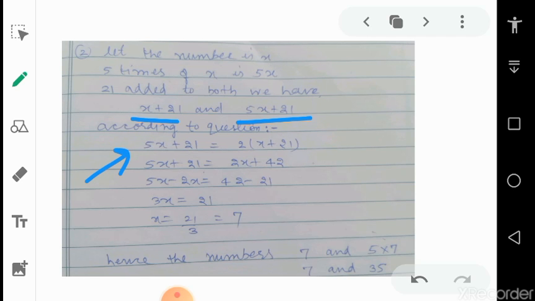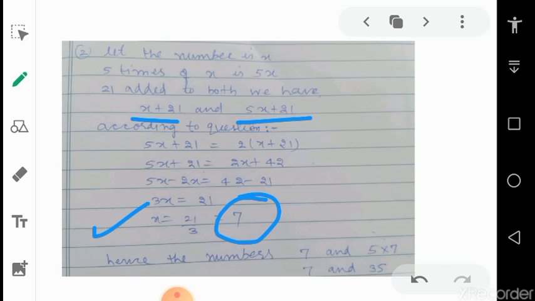It is also given that this number is twice the other number. So we are multiplying by 2 here. Okay. Now if we simplify this, we can write 5x plus 21 equals 2x plus 42, as 2 is multiplied with the quantities in the bracket. Then we have 5x minus 2x, collecting all the variables on one side and constants on the other side. We have 3x equals 21. Okay. And we get the value x is 21 divided by 3, which is 7.